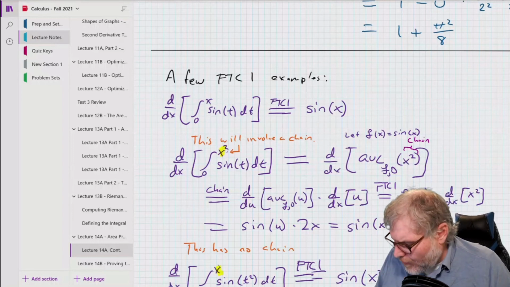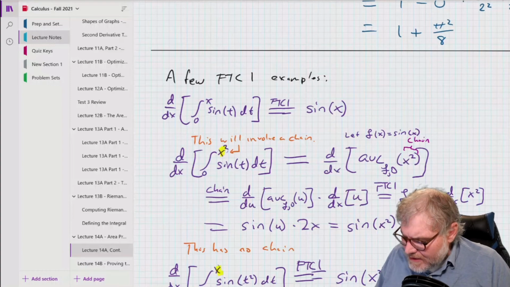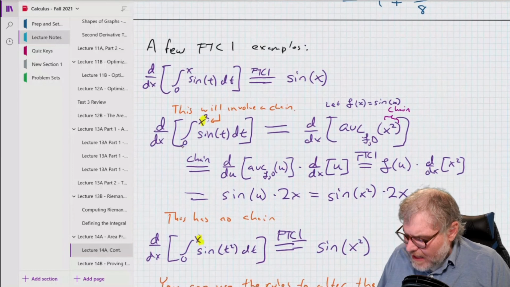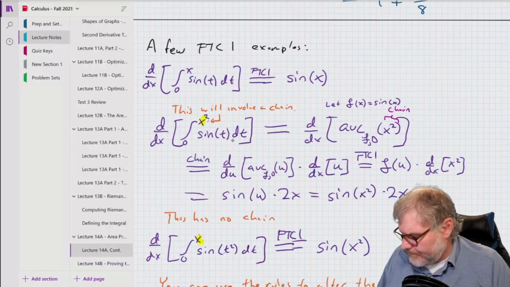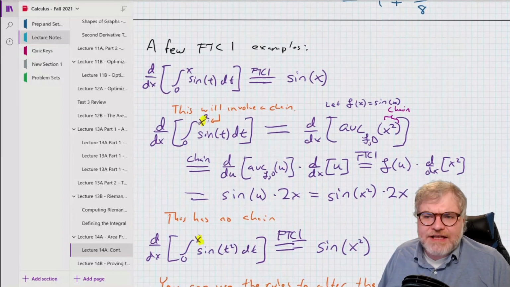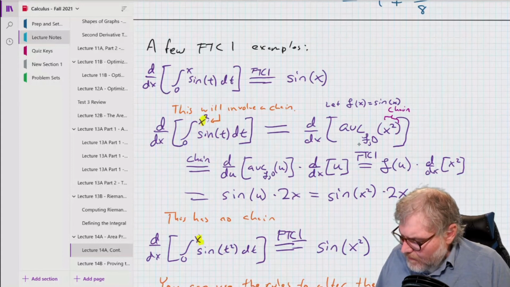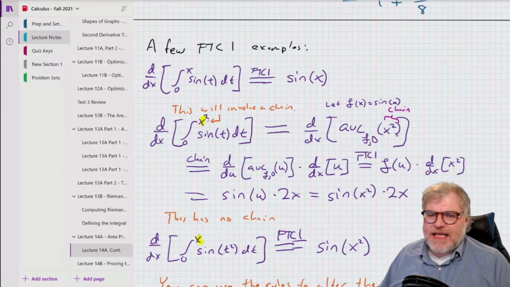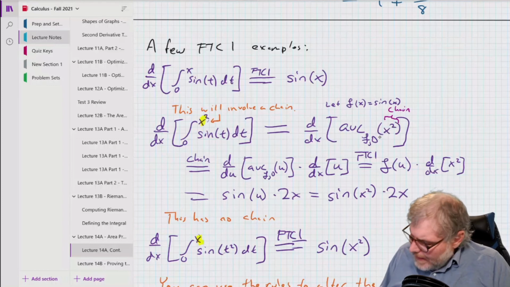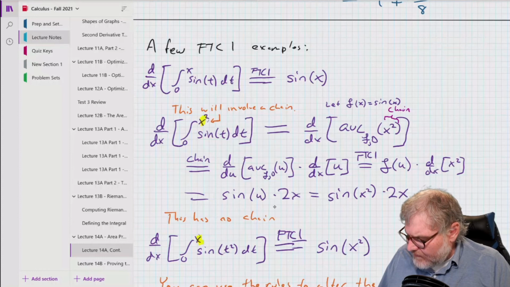Now here I'm going to throw a curveball. Again, I mentioned that this is where the action is, right? If you look at this, from 0 to x squared of sine of t dt, remember that this is where the action is. So I'm going to rewrite this as AUC of f from 0 to x squared. Now you can see the chain going on. So I apply my chain rule, and I'm going to have f of u times the derivative with respect to x of x squared. That's going to be sine of u times 2x, which is sine of x squared times 2x.